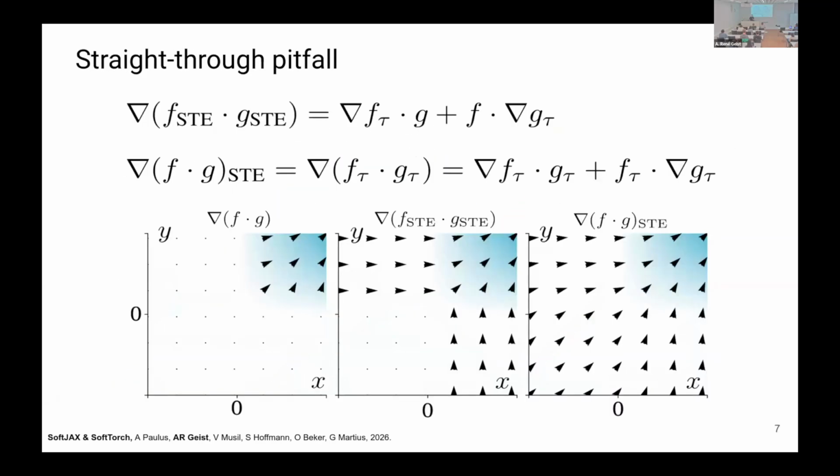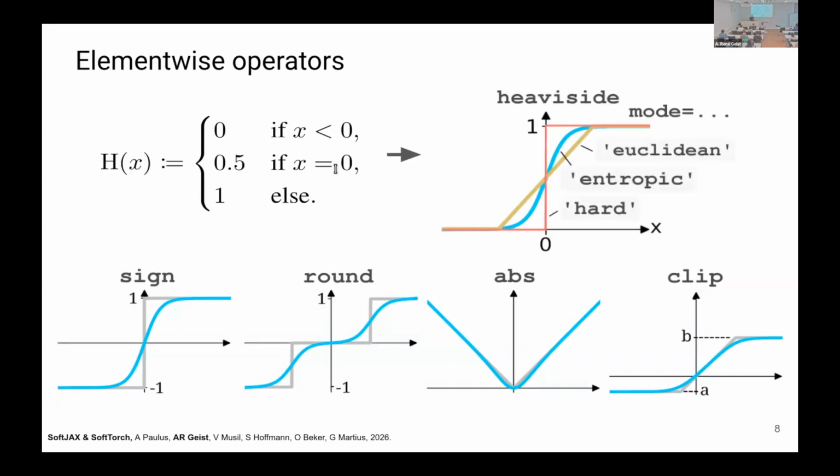But straight-through estimation is just optional. It's just a feature. The really interesting thing is how you get these soft approximations. For element-wise operators, it's pretty simple. It all starts with the sigmoid.